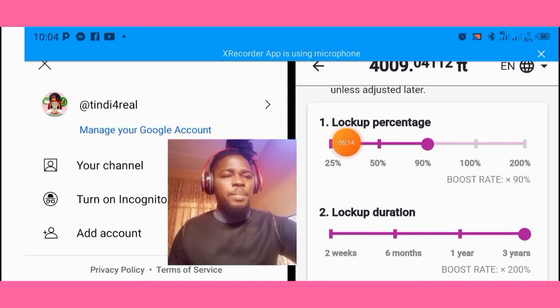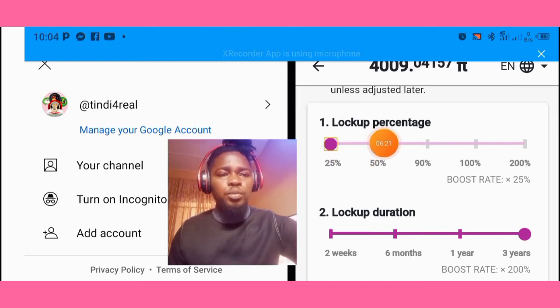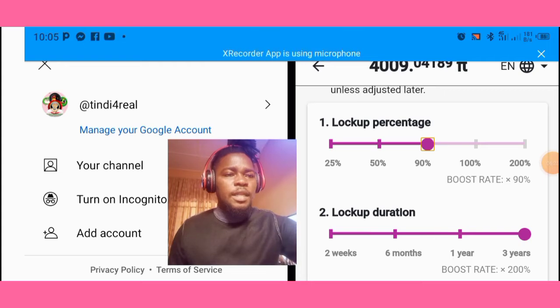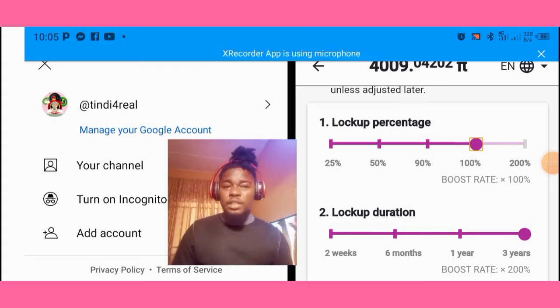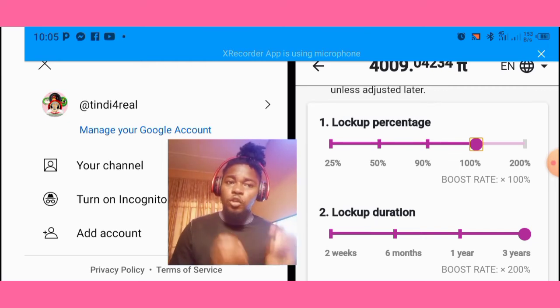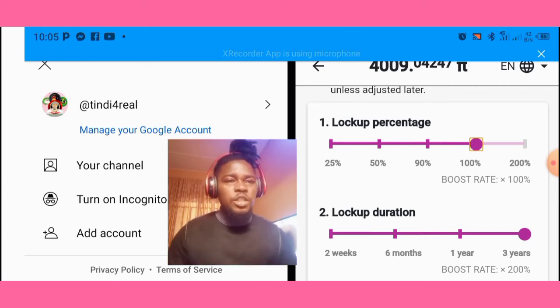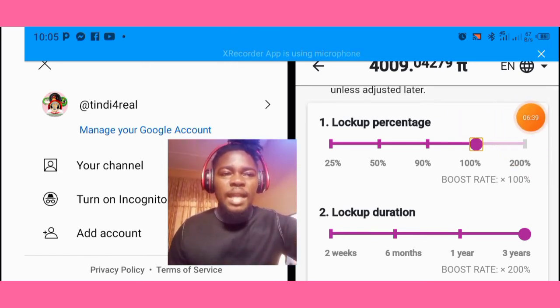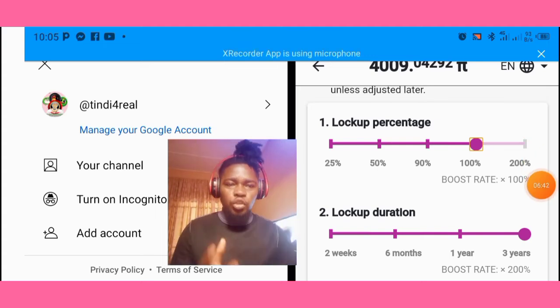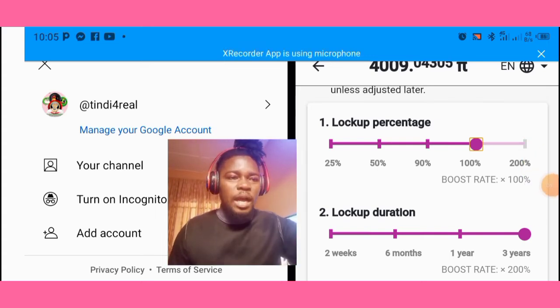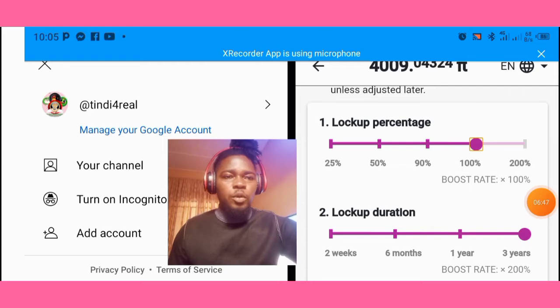Now we have 25%. The ability for you to lock up 25% is to tap on the mark on top of the 25%, and here you can tap that of 50, 90 and 100. So at the time of this recording, we have just 4 active lockup percentages. Now it has to do with how many percent you want to lock up of these 4,009 Pi coins. How many would you want to lock up? That's what this particular lockup percentage is telling us.